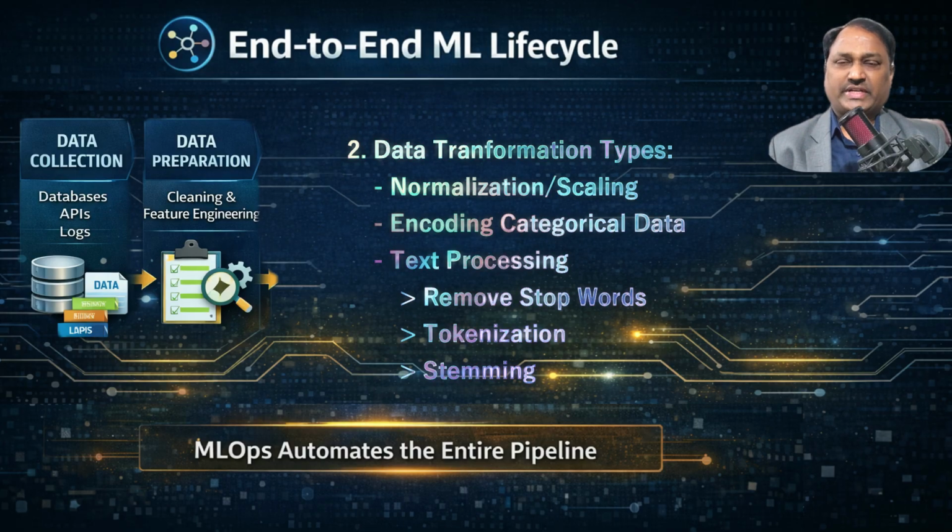Next one, as part of data transformation, text processing. Remove stop words. Removes common words like the, is, and that do not add meaningful value. Tokenization splits text into smaller units like words or sentences for processing. Stemming reduces words to their root form, such as running to run. This step ensures the data is machine readable.